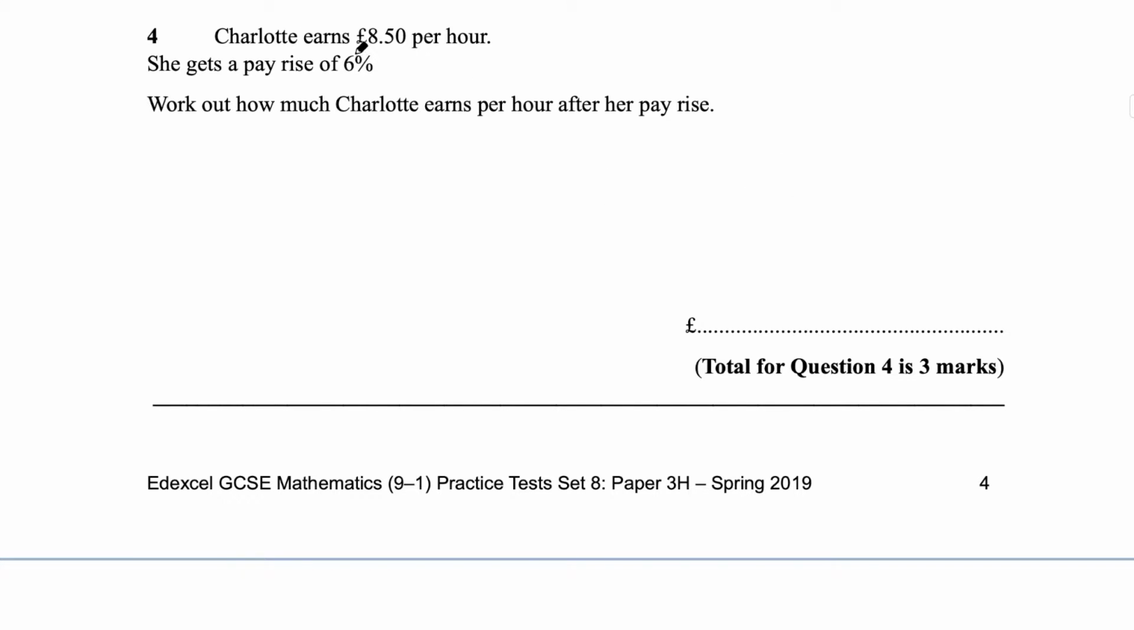So for these percentages questions in a calculator paper, it's useful to know about the multiplier. The multiplier is how we increase something by a percentage. So we add that percentage to 1 if we're increasing, because it's a pay rise, it's going up. We would multiply it by 1.06. So 1 plus that percentage is our multiplier.